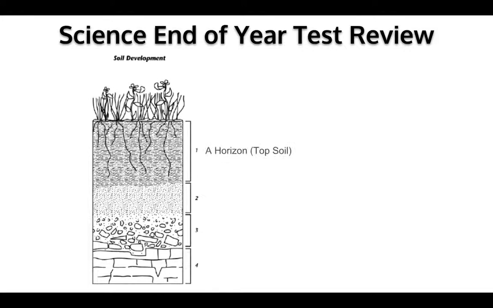Okay? So again, here's a picture of it. A horizon, which is topsoil. B horizon, which is subsoil. C horizon, which is parent material. And then the bottom layer is bedrock.